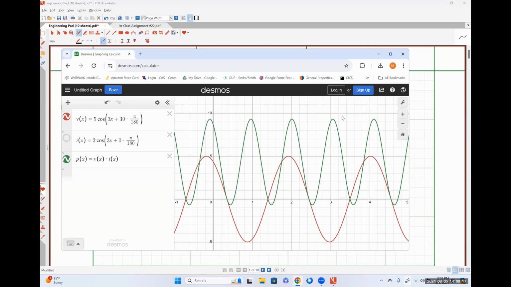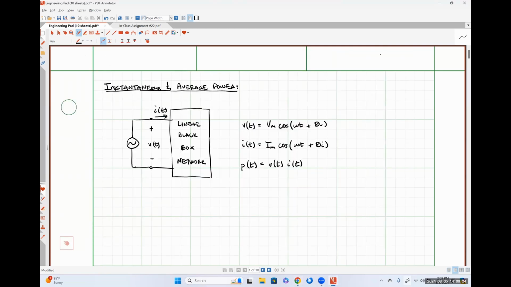So let's throw this and see what shakes out. I'm going to be using a trig identity. I do not expect you guys to know this, nor do I expect you guys to remember this for the exam or anything like that.